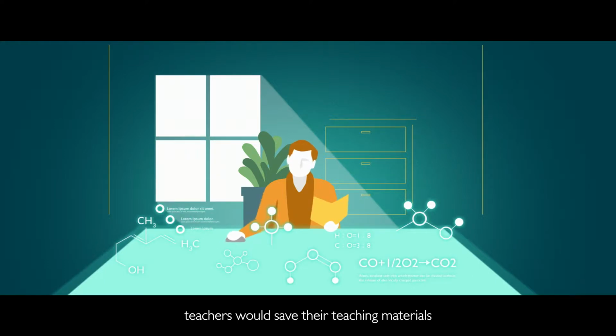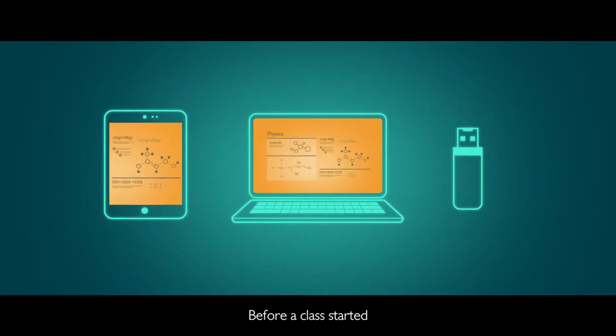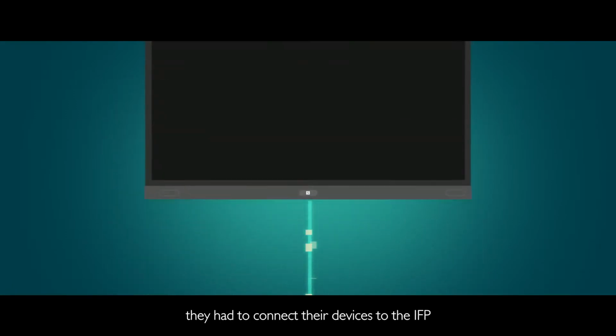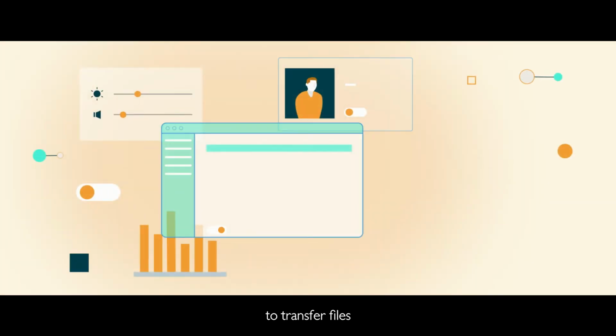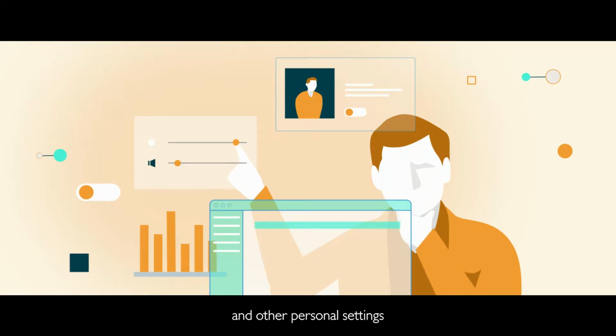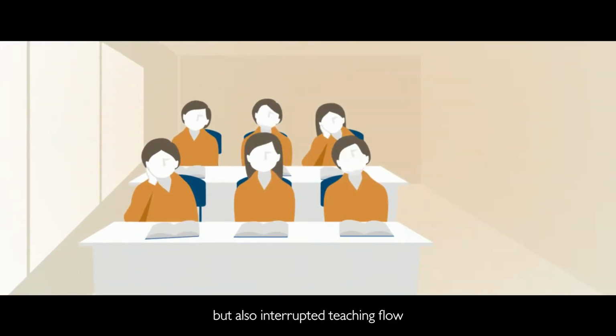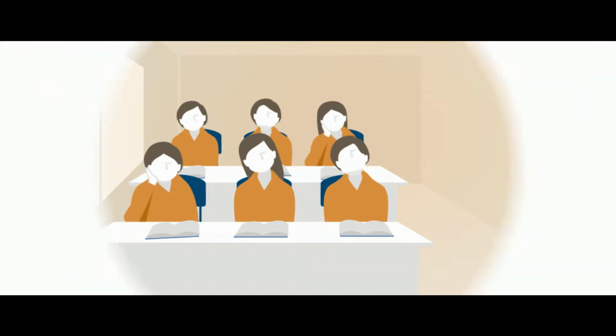In the past, teachers would save their teaching materials on personal laptops, tablets, or USB drives. Before a class started, they had to connect their devices to the IFP to transfer files, and also had to adjust the IFP's brightness and other personal settings. This not only cut into class time, but also interrupted teaching flow.